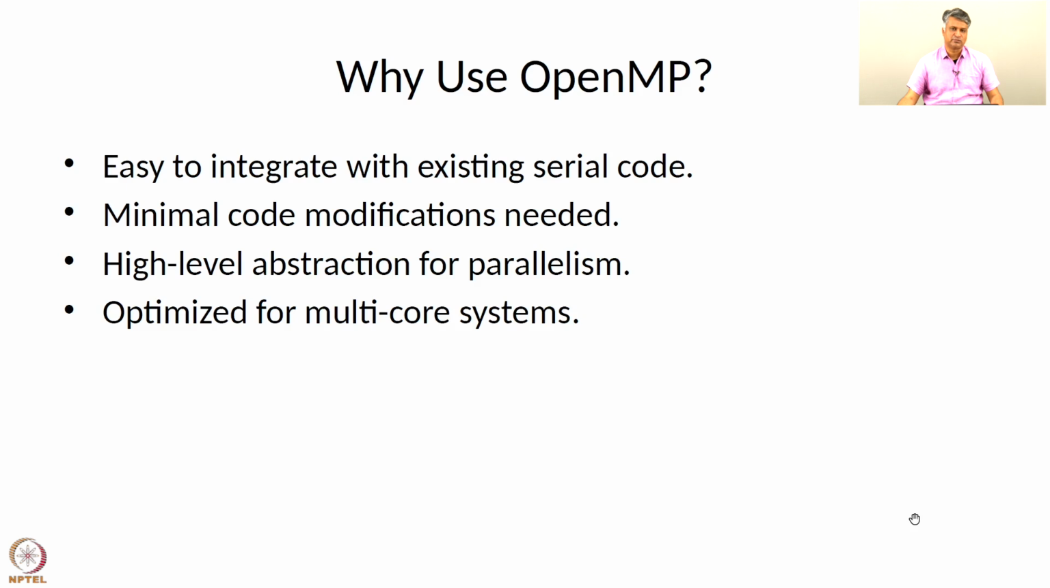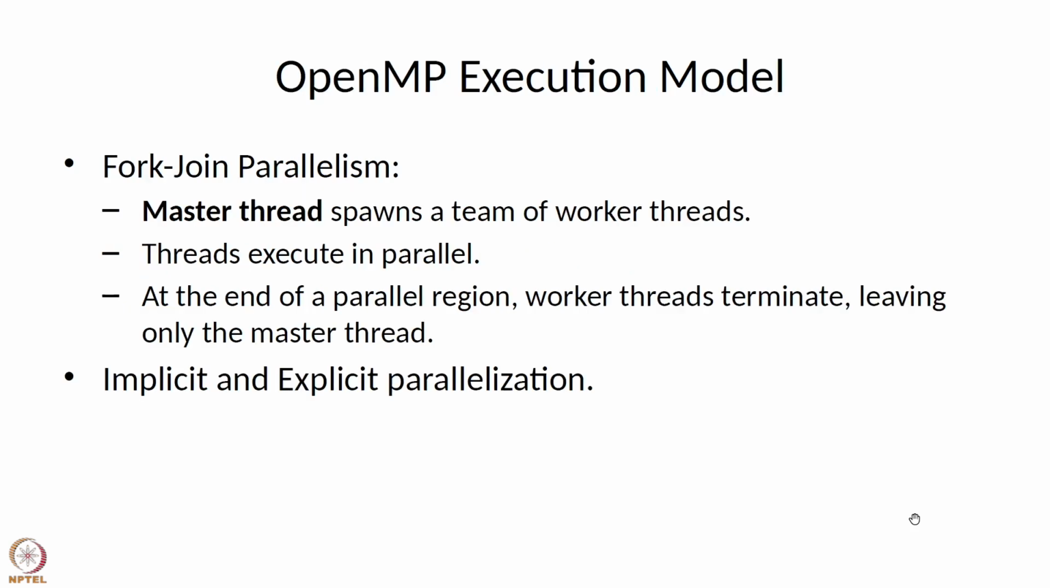You can easily switch between the serial and parallel versions of the code. Especially, this is important if you want to debug the program to see if the output is the same when you're doing the calculation in serial or when you're doing the calculation in parallel. It gives you a higher level of abstraction for parallelism where the programmer can then focus on the algorithm and the science. And OpenMP is extremely optimized for multi-core systems.